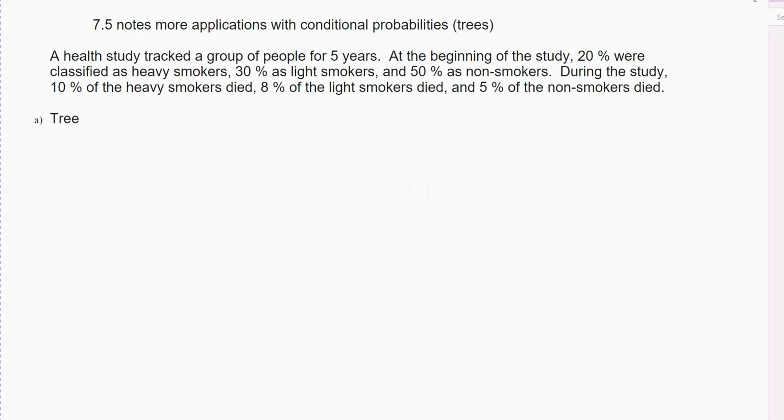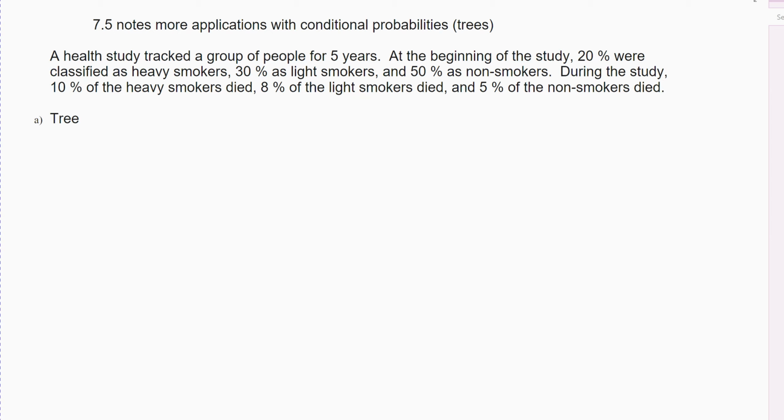Alright, so, getting to my example. A health study. We're doing a study that's tracked a group of people over 5 years, and we're studying smokers. I don't know how many are in the study, but I know 20% of them were classified as heavy smokers, 30% are light smokers, and 50% of the people in the study were non-smokers. During the study, 10% of the heavy smokers died, 8% of the light smokers died, and 5% of the non-smokers died.